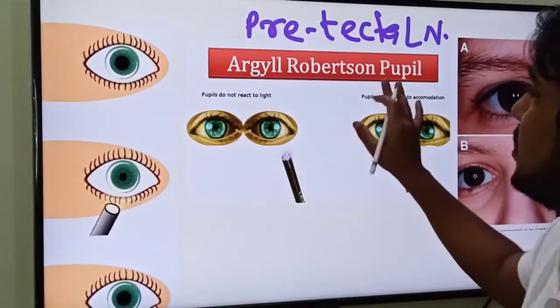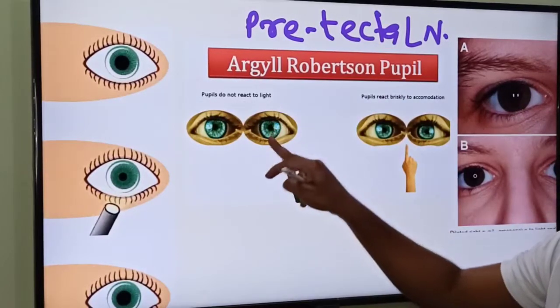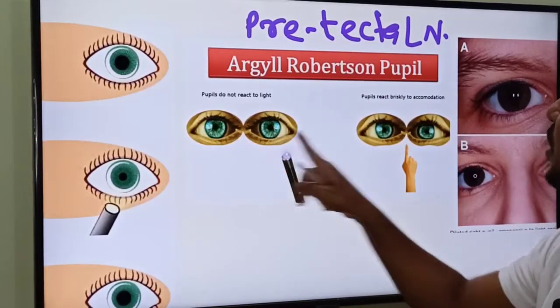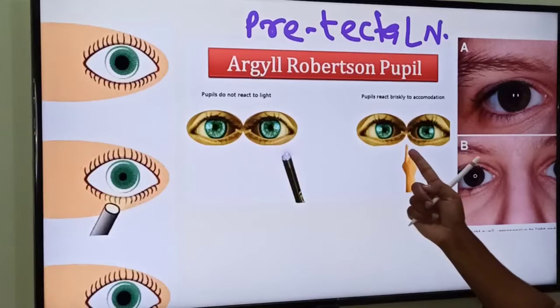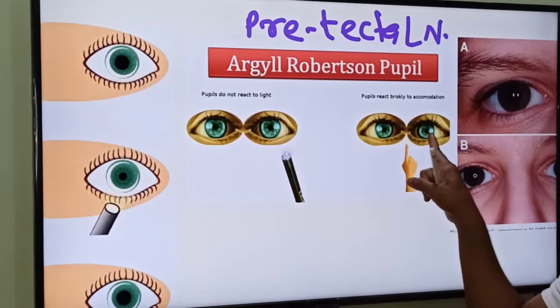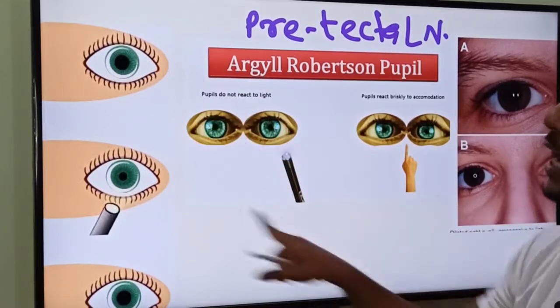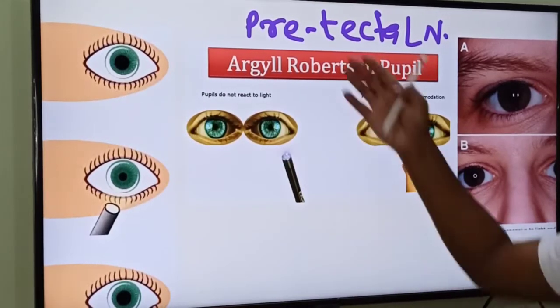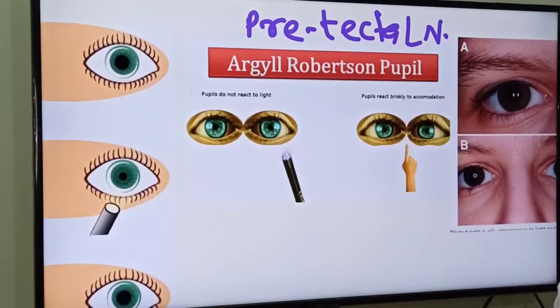Similarly, the Argyll Robertson pupil: the pupil does not react to the light. When the light is flashed, no reaction. When the patient is asked to see a finger near his eye, there is accommodation and obviously miosis. So this is the Argyll Robertson pupil. The lesion is in the pretectal region.